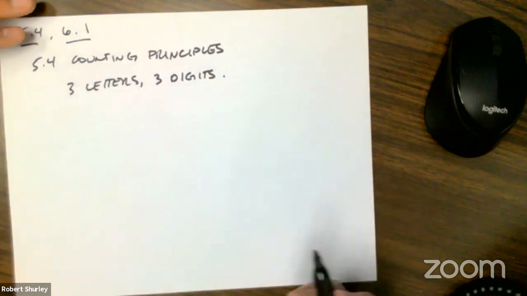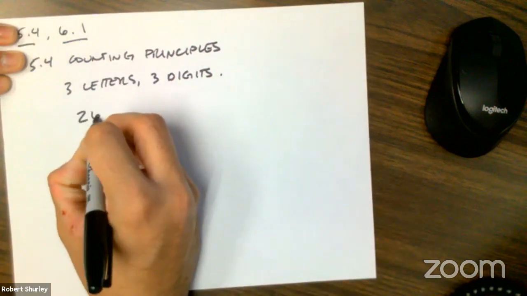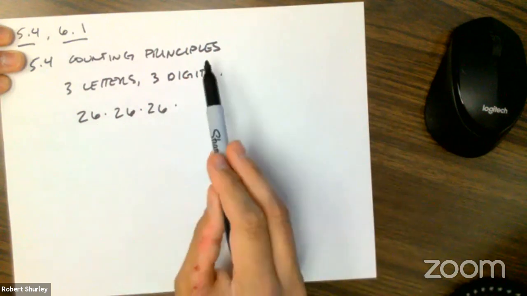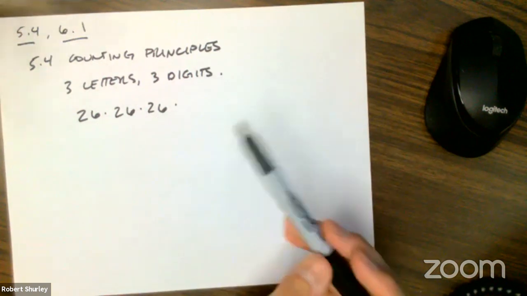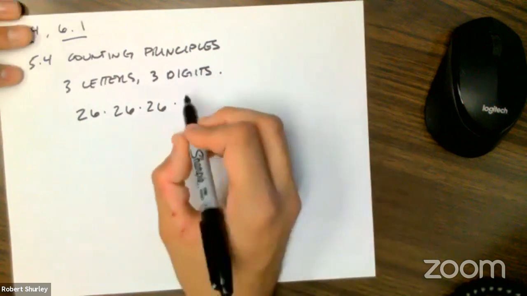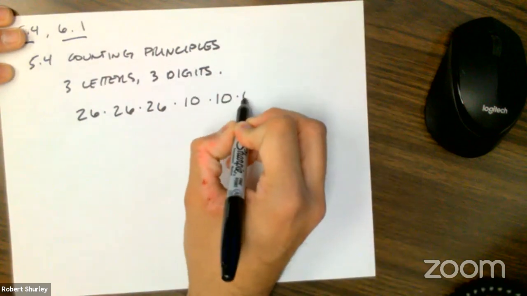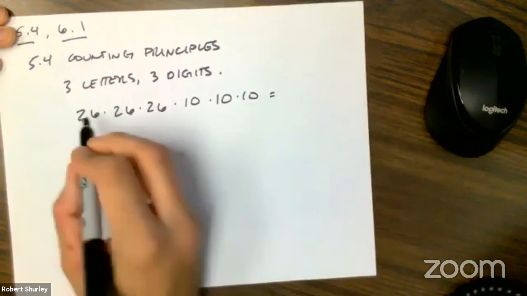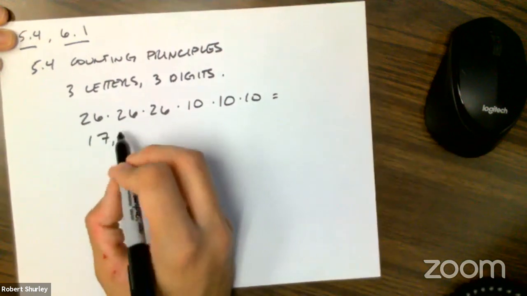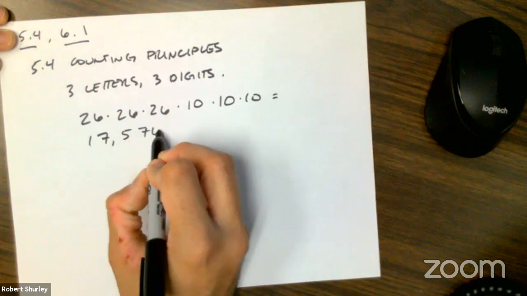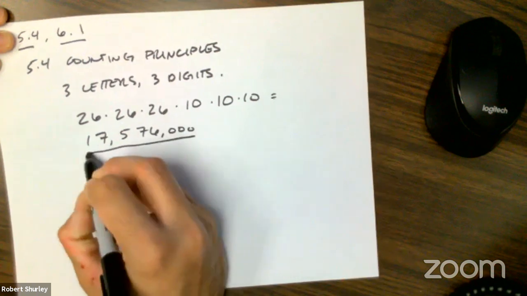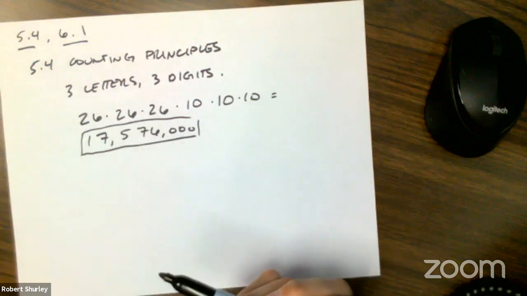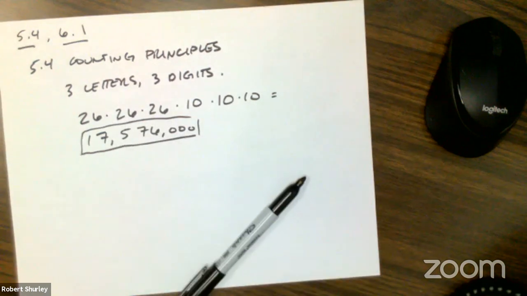There are 26 letters in the alphabet, so 26 times 26 times 26. Digits, you can go 0 through 9 on the license plate, so that's really 10 digits, and you can multiply those, 10 times 10 times 10. So your book says this winds up being 17,576,000 different license plate options if you have 3 letters and 3 digits.